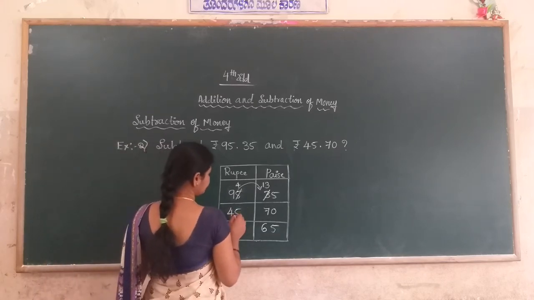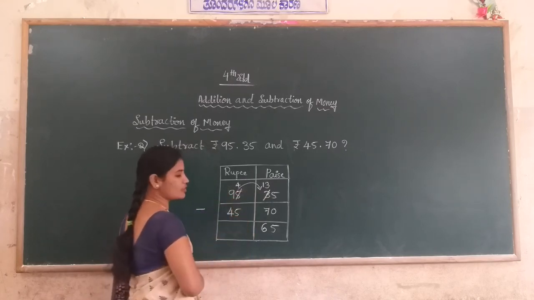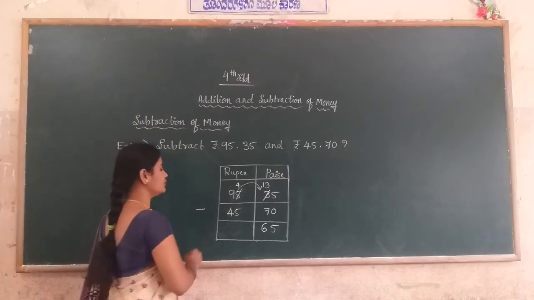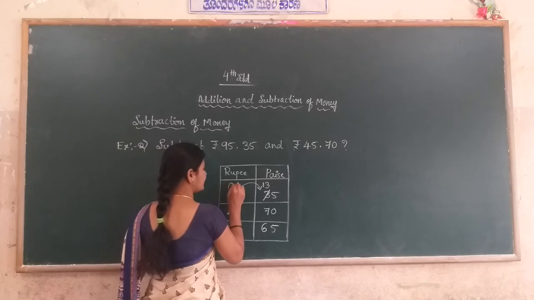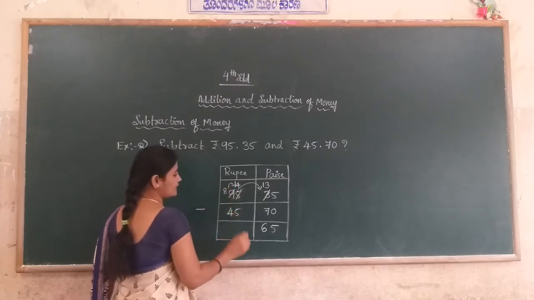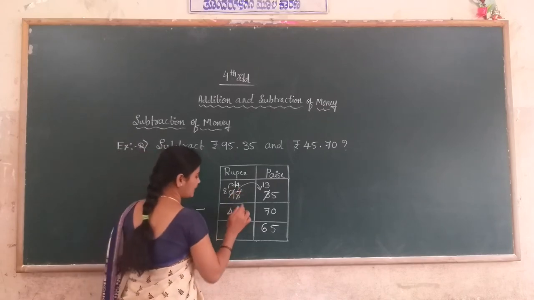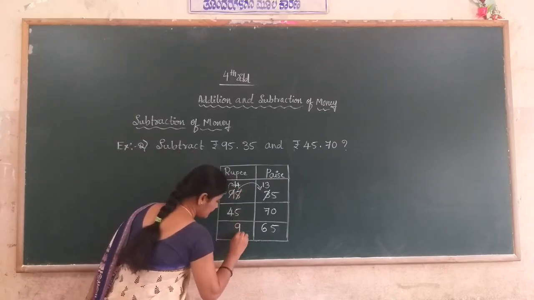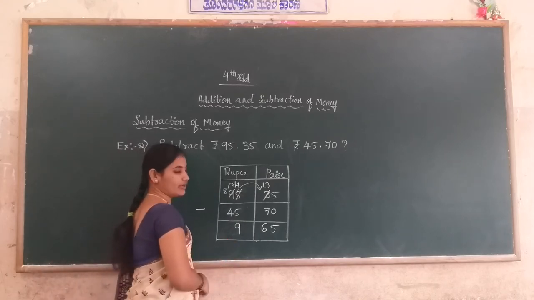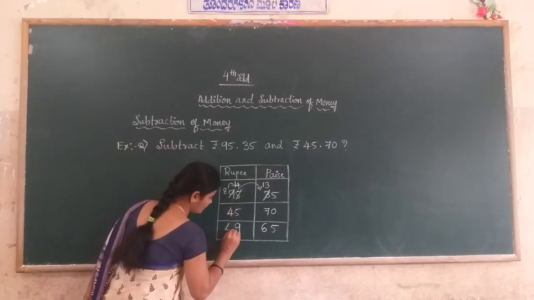Okay, next come to the rupee column. 4 minus 5 is possible? It is not possible because 4 is less than 5. Therefore, you take a borrow from the 9. So, it will become 14, it will be 8. 14 minus 5 is 9. Next, 8 minus 4 is 4.